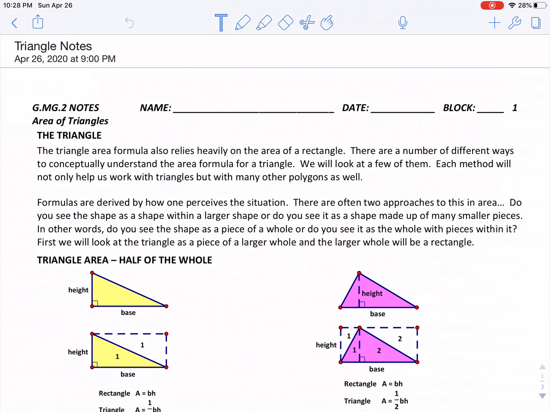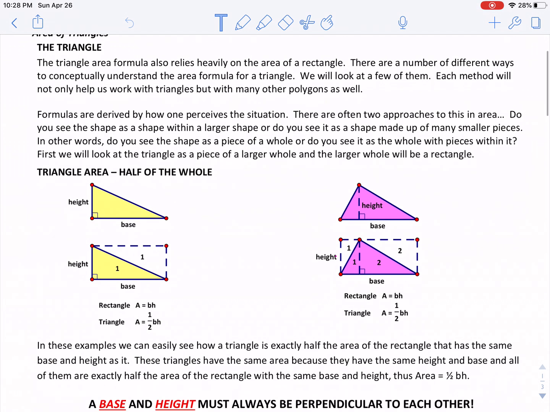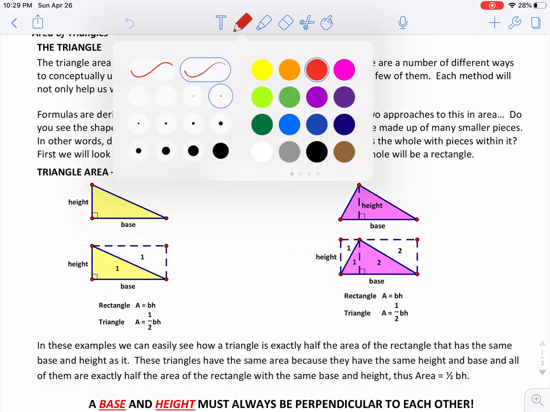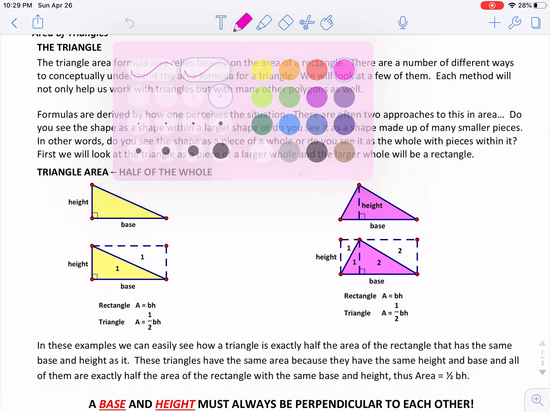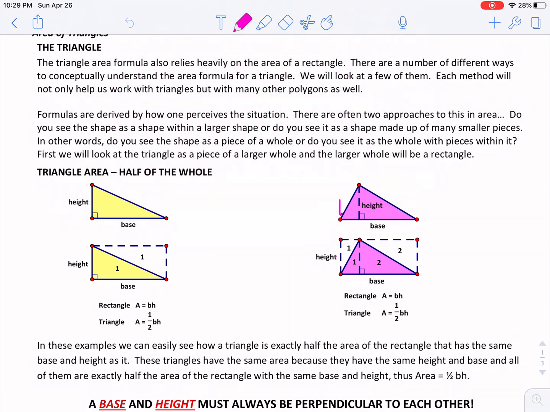For triangles, we actually have the formula 1/2 base times height. Some of you may have already heard that. Here's why, though. We're going to make a rectangle of the base and height of the triangle.